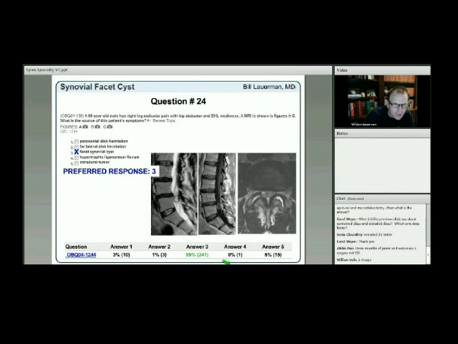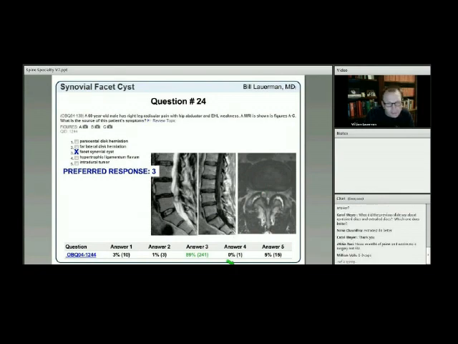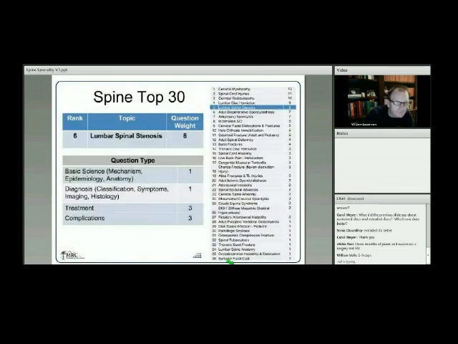So at any rate, the preferred response here on this imaging question basically is number 3, synovial facet cyst. A couple of you thought it might be an intradural tumor. It's relatively clear that it's extradural. You can see that the thecal sac is displaced by the mass. The mass is not inside the thecal sac, and it's not a disc herniation because it really just does not arise from the disc. It arises from the facet joint. Okay.